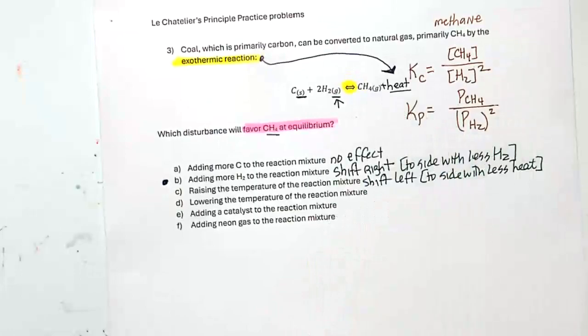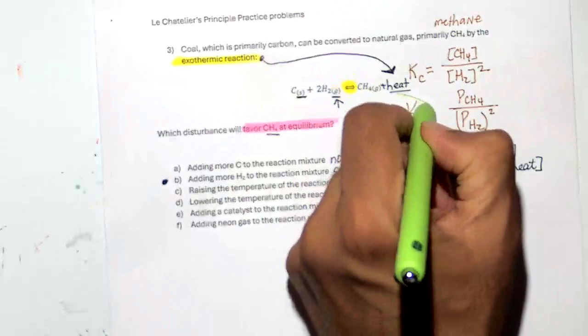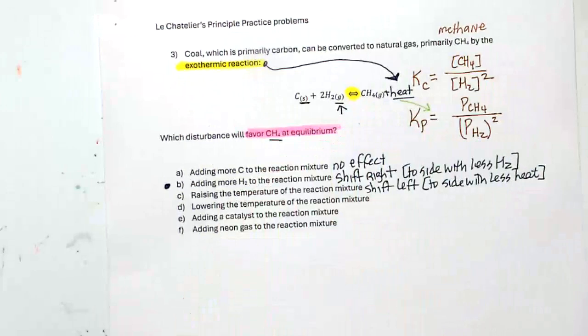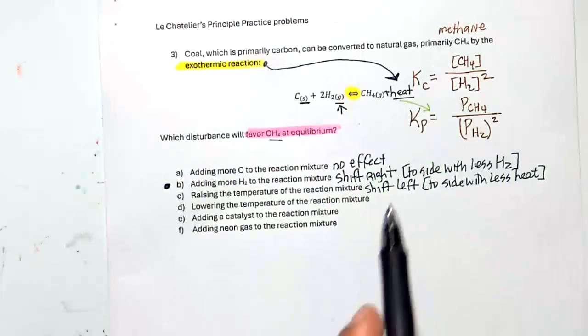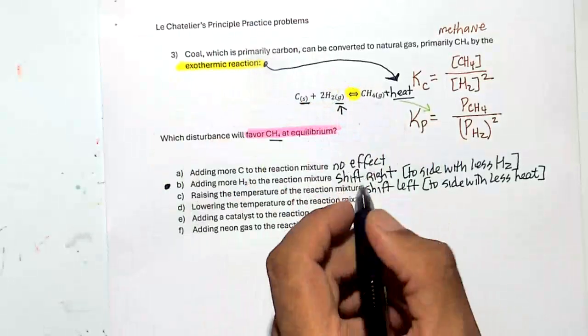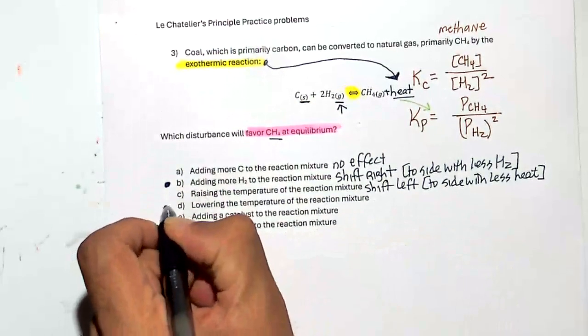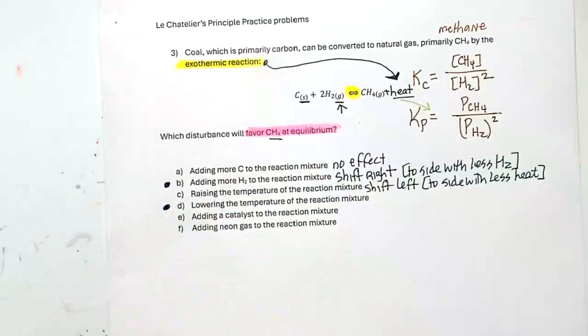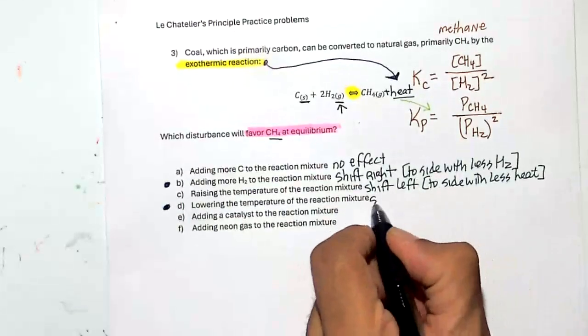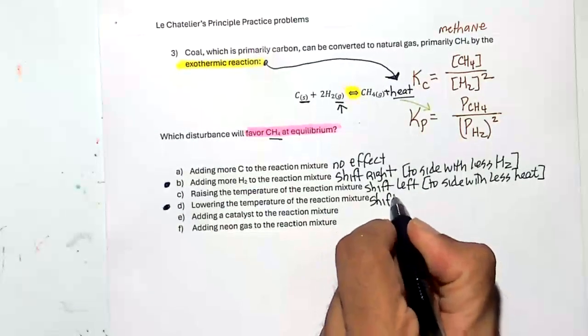Okay, if you lower the temperature, what are you doing really? You're taking away heat. Good. So which way will the reaction go? It will go to the side that will generate heat, and that is to the right because it's an exothermic reaction. So this also favors CH4. Shift right to the side with heat.